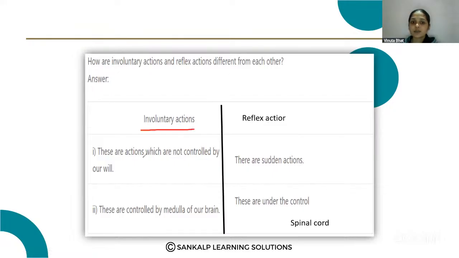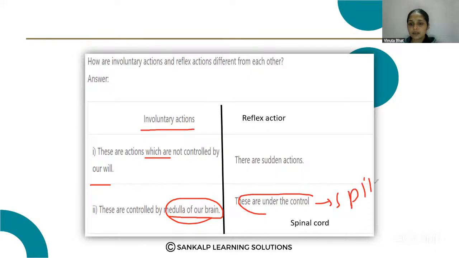Involuntary actions are not controlled by our will. Mainly these are controlled by the medulla of our brain, the medulla oblongata. Reflex actions are the sudden actions. Mainly they are controlled by the spinal cord. The spinal cord is responsible for controlling this. The brain is not involved in reflex actions, but involuntary actions involve the brain. That is the main difference.